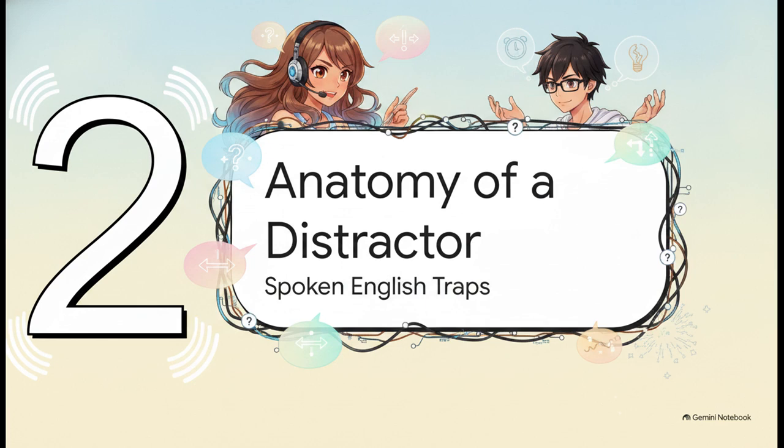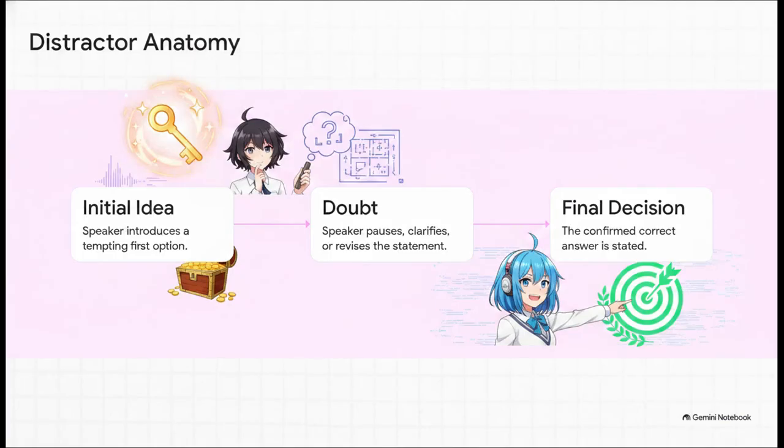All right, let's move on to Section 2, Anatomy of a Distractor, the Psychology of Spoken English. I really want to shift your paradigm here. A lot of candidates feel like distractors, those moments where you hear an answer and then it suddenly changes, are unfair tricks. But they aren't. They are actually totally predictable patterns of natural spoken English. I mean, people change their minds in real life all the time, right? The test is really just measuring if you can follow that developing meaning to the very end.